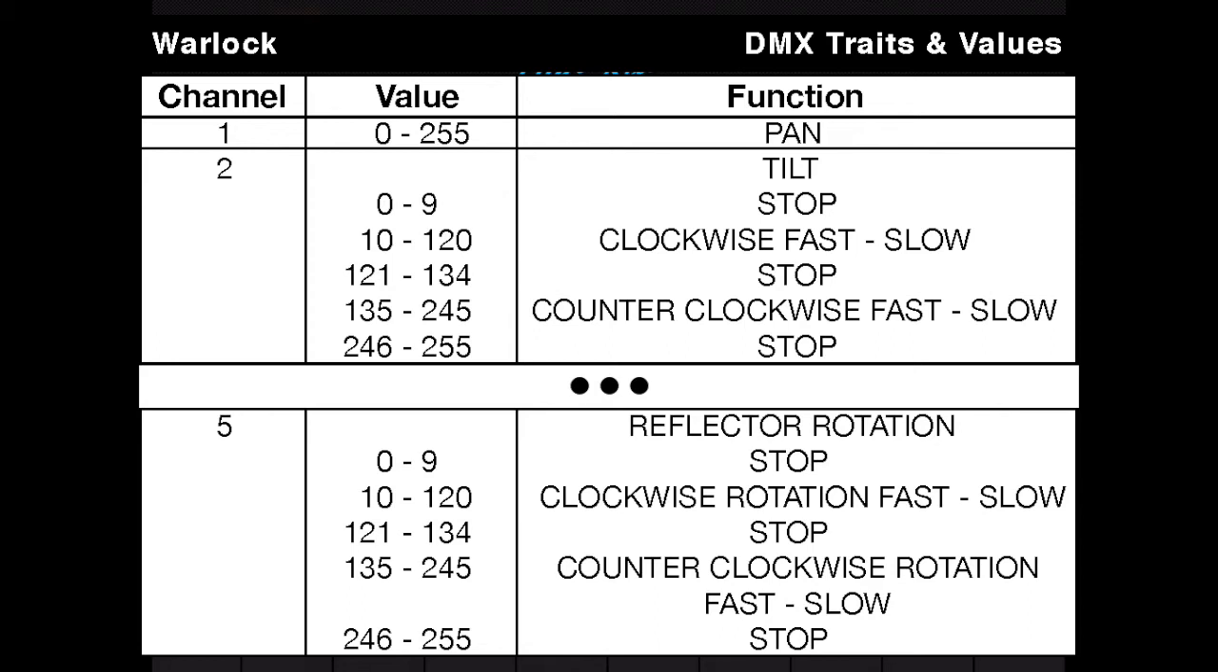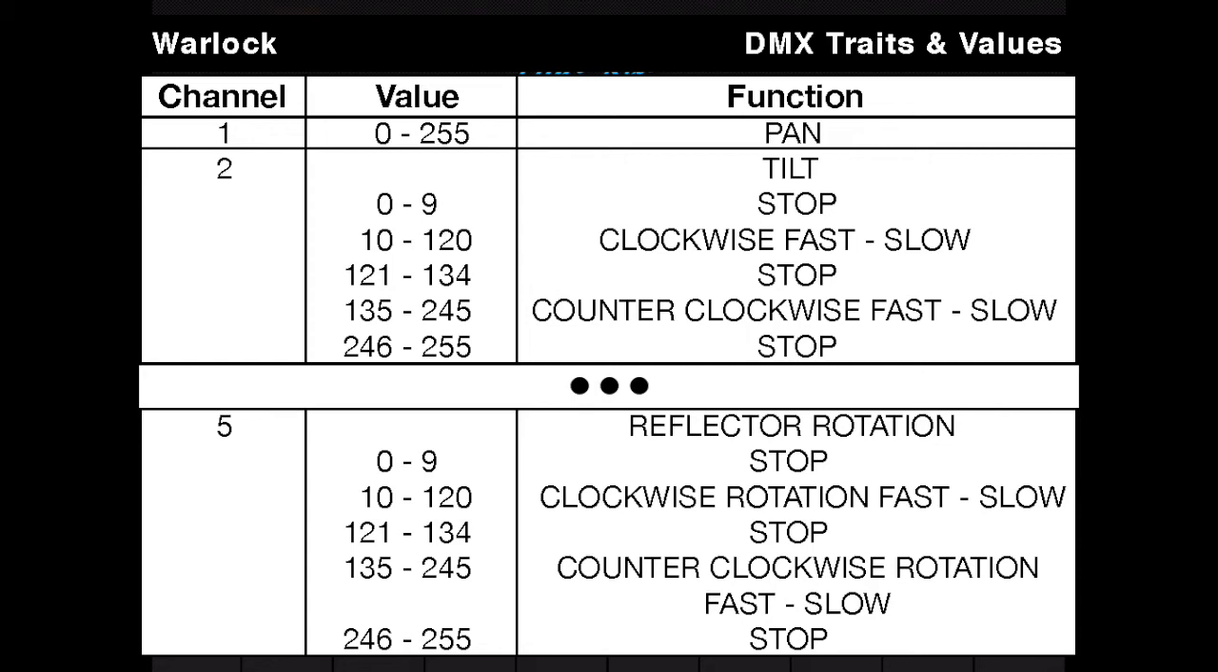So channel number 1 is pan, and that controls the angle at which the barrel is pointed. Okay, so this particular barrel can spin around about 180 degrees, and we'll just look at that in a second. Channel number 2 is rather more complicated. Now this is tilt, and as you can see, the values here are grouped into a number of ranges.